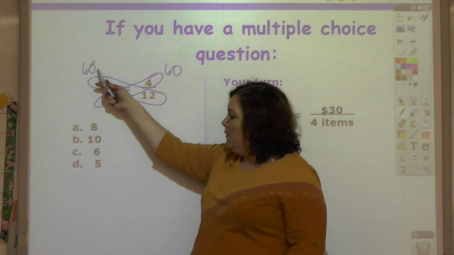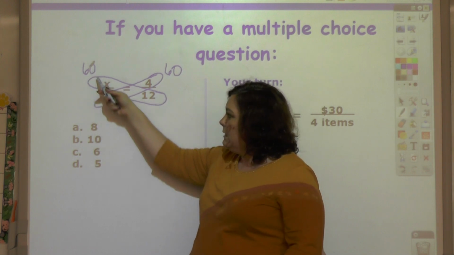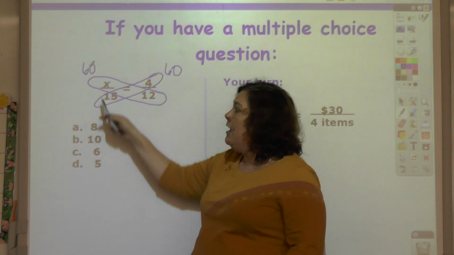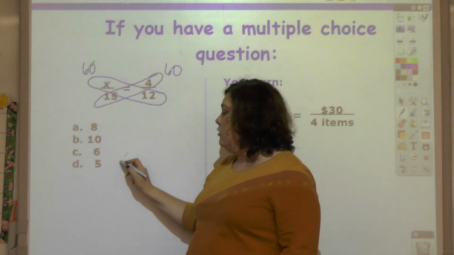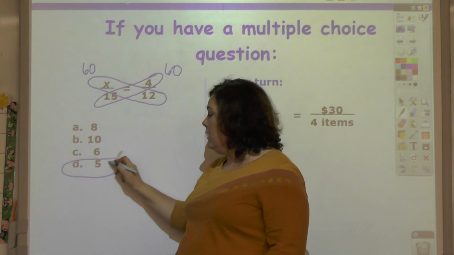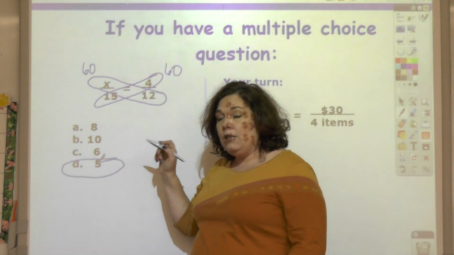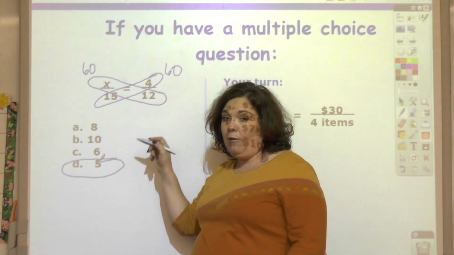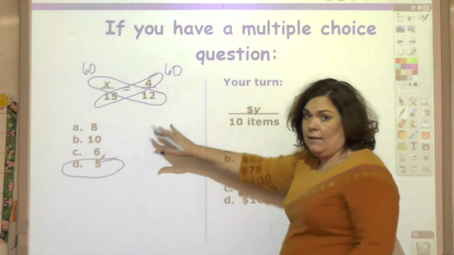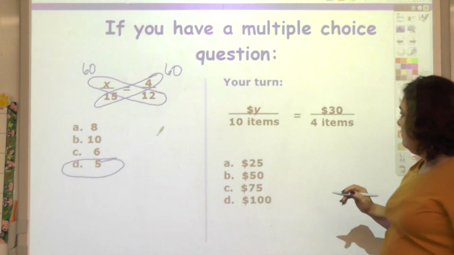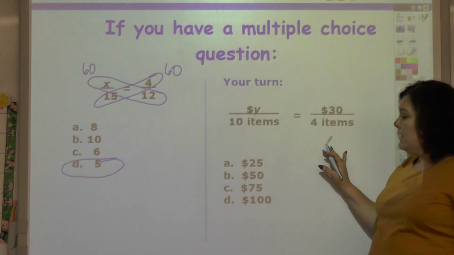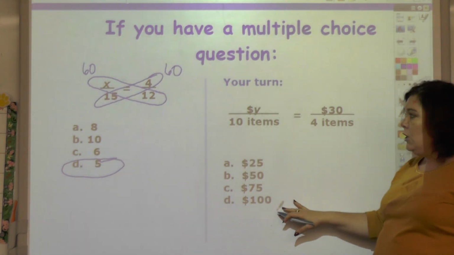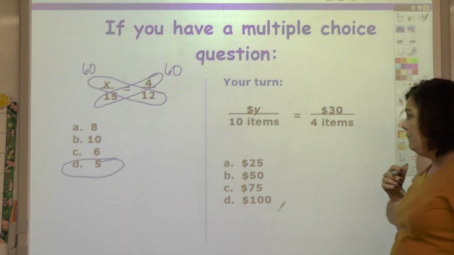12 times 8, no, that's not 60. 12 times 10, that's not 60. 12 times 6, that's not 60. 12 times 5, that is 60. So by substituting in the answers, I can use my answers to solve my problem. And that's the great thing about multiple choice. So now it's your turn. See if you can use the answers to solve the problem.